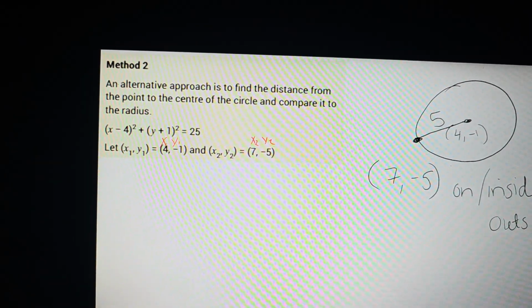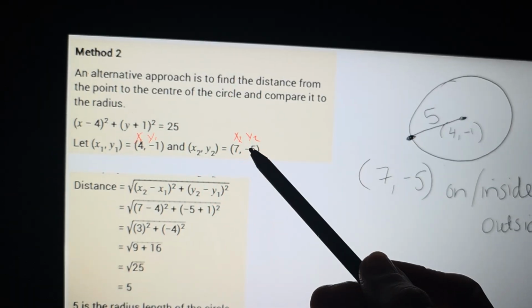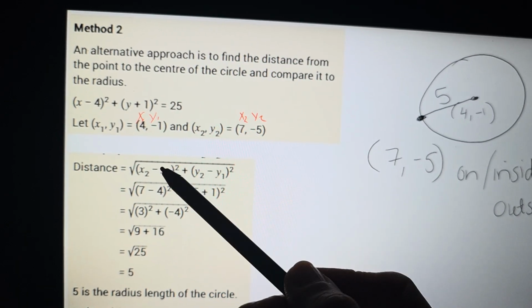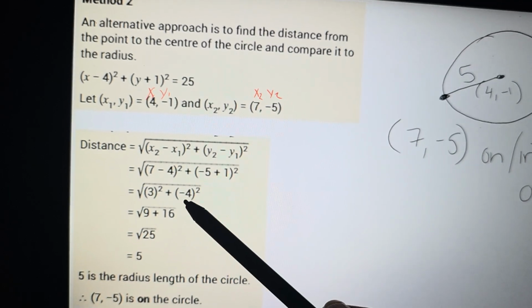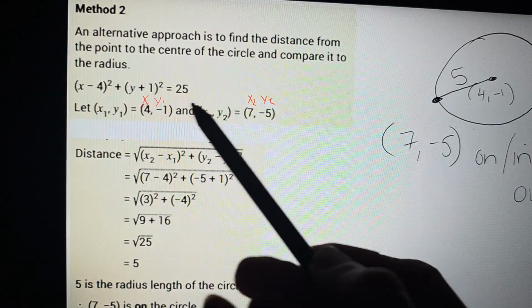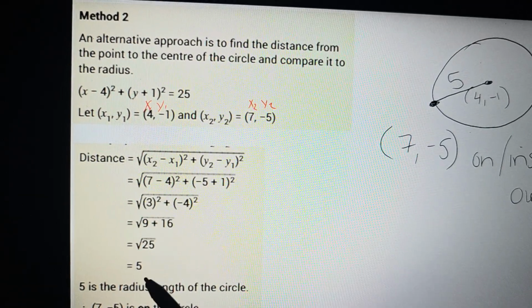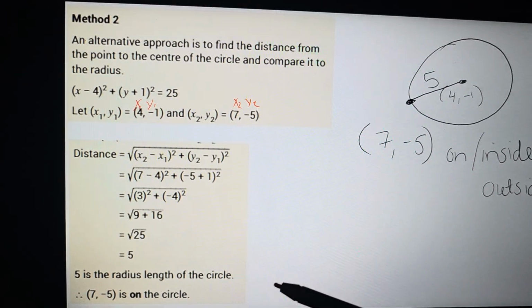Okay, so this is the second method. I'm getting the distance from the centre to the point (7, -5). So I use my distance formula. I labelled my points x1, y1, x2, y2. I subbed in, tidied it up, and I get out a distance of 5 units. So from the centre to that point, it's 5 units in length. And it just so happened that the radius was also 5 units.